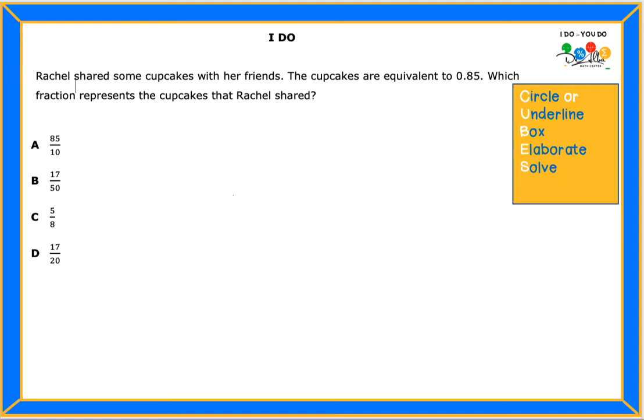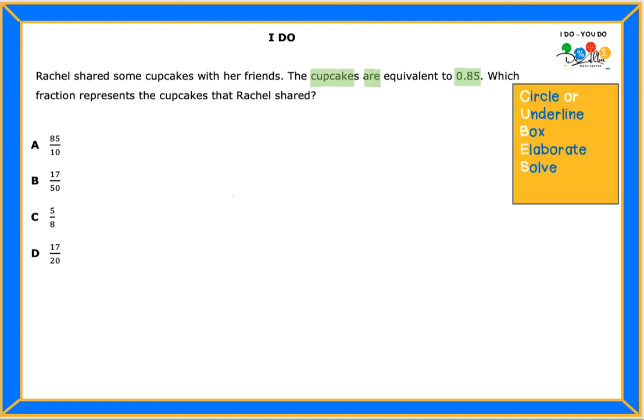And we're using the strategy of CUBES, so we're gonna get started underlining information. I'm gonna be using my highlighters. Rachel shared cupcakes. No math or math vocabulary, no numbers. The cupcakes are equivalent. Okay, so cupcakes are 0.85. Okay, that was important. And that's a decimal number.